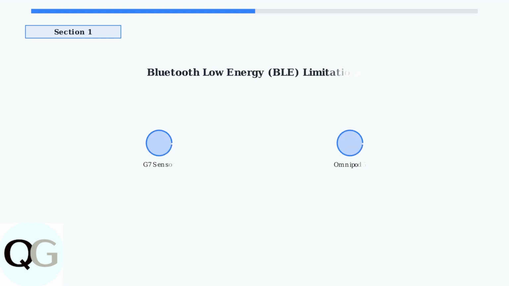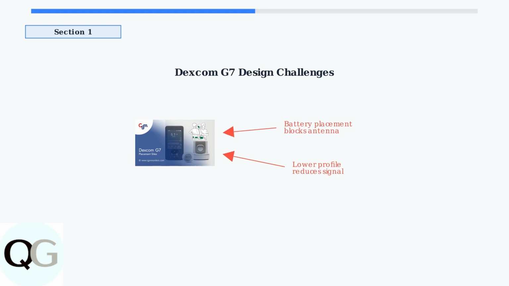The primary cause is Bluetooth low energy interference. The Omnipod 5 uses BLE technology, which has a weaker signal strength and requires a direct line of sight between the sensor and the insulin pump pod. The Dexcom G7's design also contributes to connectivity problems. The battery placement on top of the antenna can inhibit signal transmission, making the connection even more unreliable.